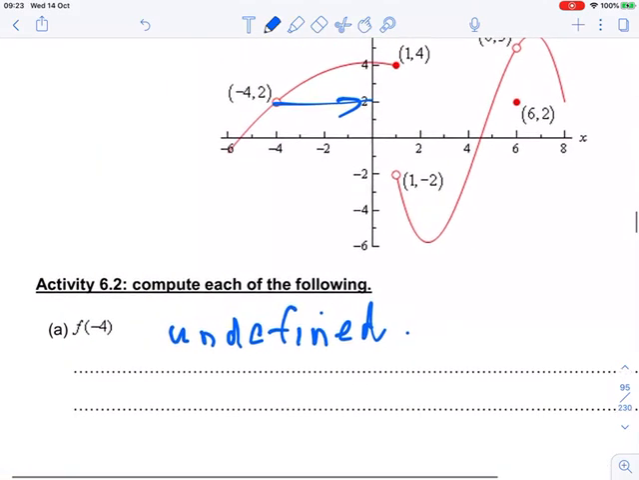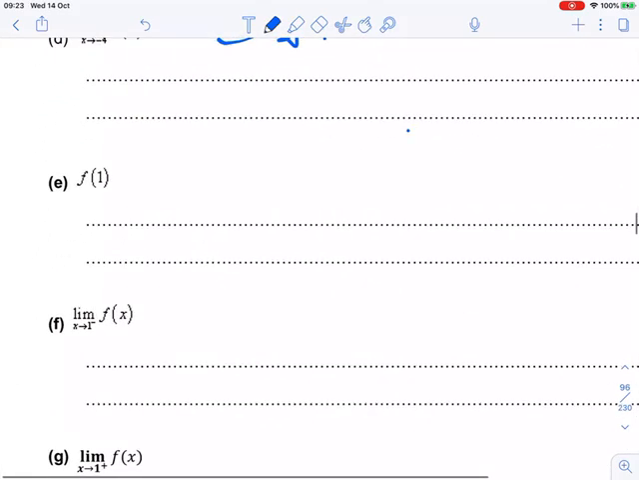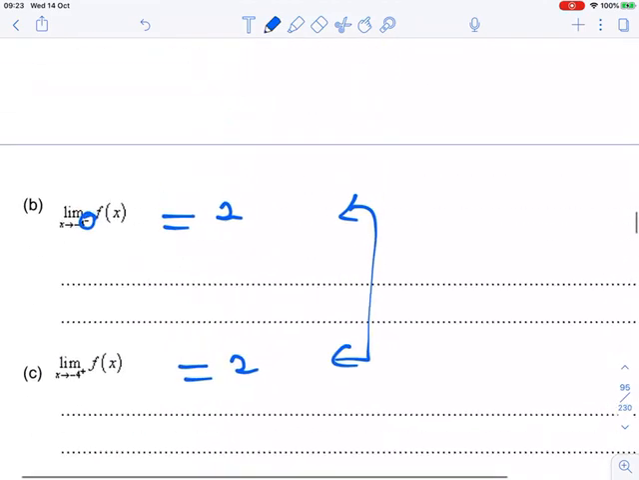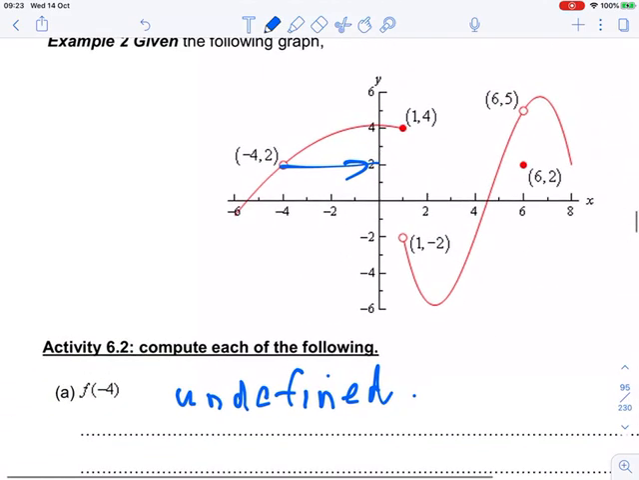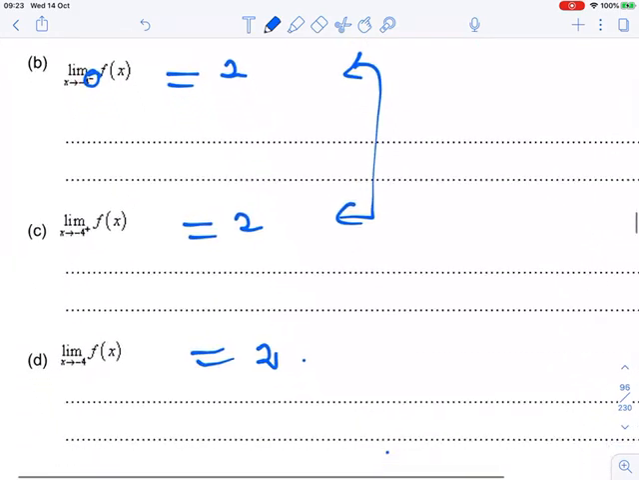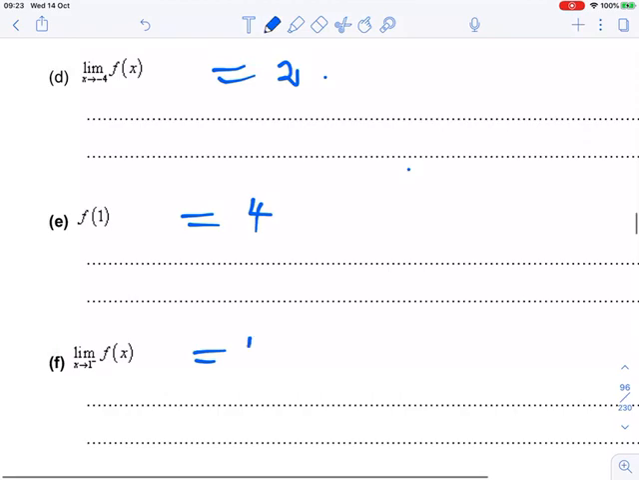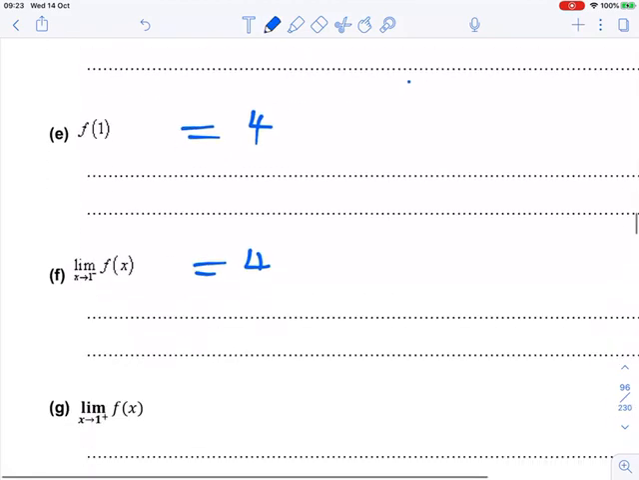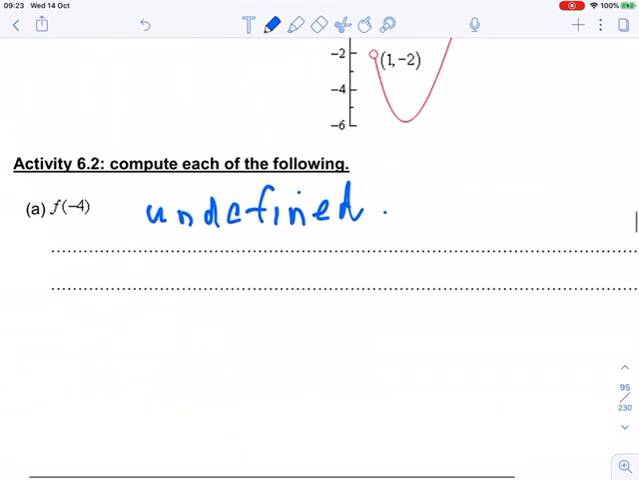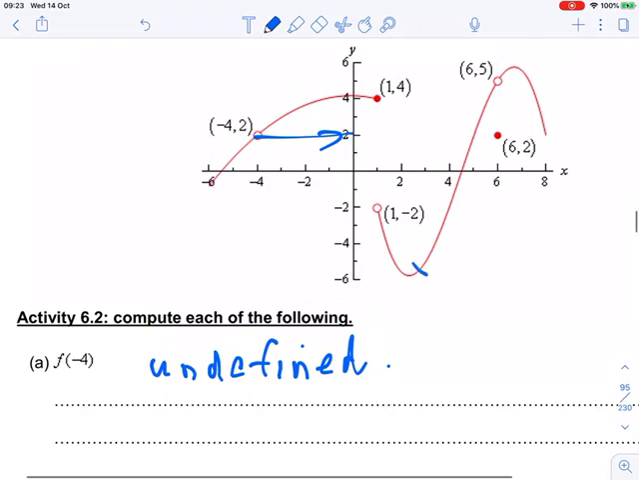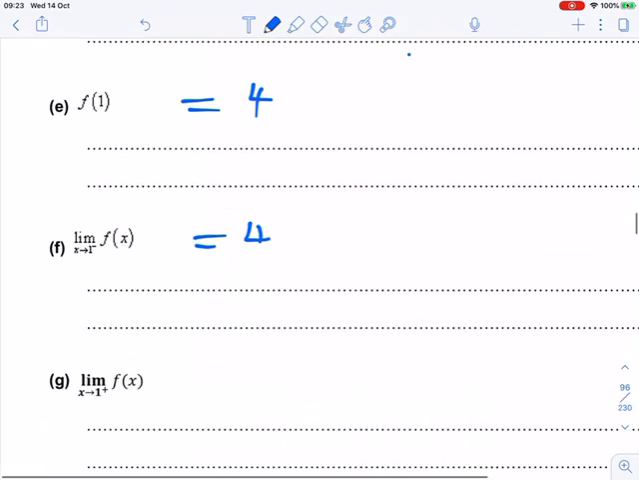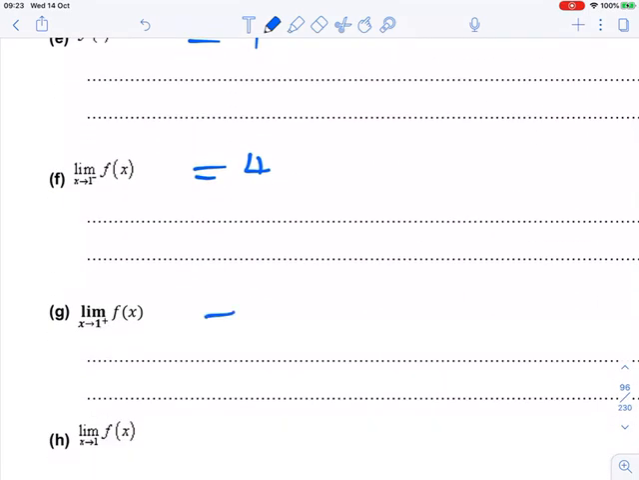All right. So f of 1 we said is 4. It's going to be 4. Okay, what was the left limit? If we approach 1 from the negative side, it was 4. So the left limit was 4 there, same as the value of the function. Okay, what is the right limit there? The right limit is approaching negative 2. So that is negative 2.